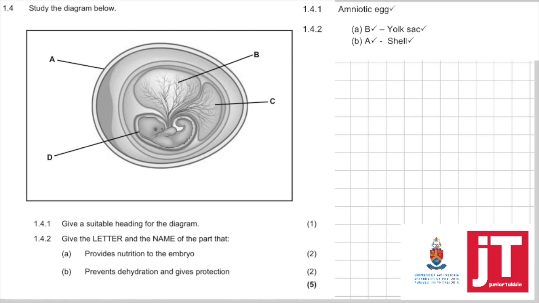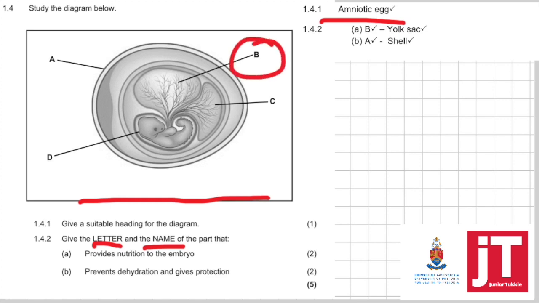1.4. Study the diagram below. 1.4.1. Give a suitable heading for the diagram. Now what you can see in this diagram here is obviously an amniotic egg. Okay. 1.4.2. Give the letter and the name of the part that provides nutrition to the embryo. Now, can you see B? That is the part that provides nutrition, and that's the yolk sac.